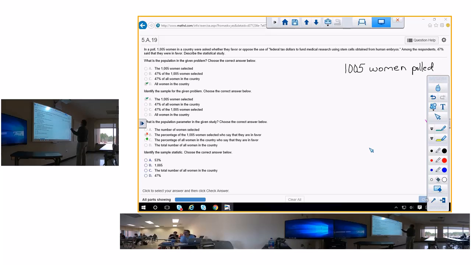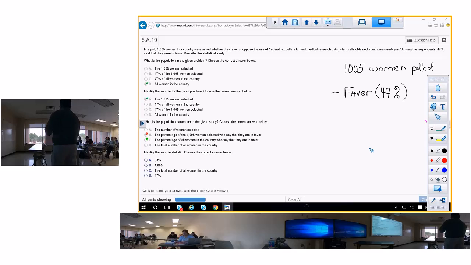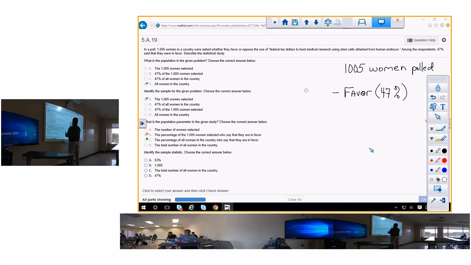And it says among the respondents, 47% said they were in favor. Okay, so in favor, I'm going to put 47% right here. And I want you to take your calculator and take 0.47 times 1,005. I don't have any idea what the question is asking. Okay, this is just stuff that I would do at the beginning of the question. So somebody tell me what 0.47 of 1,005 is. 472.35. 472.35.